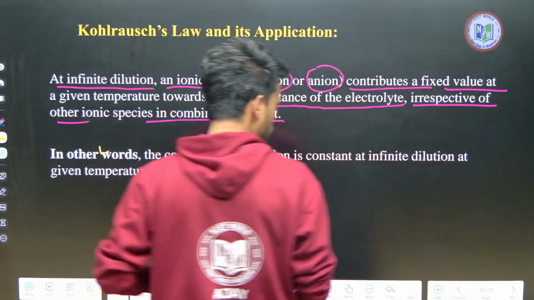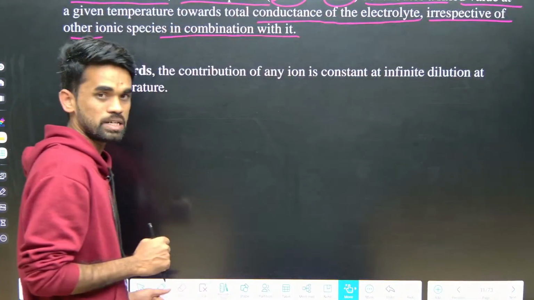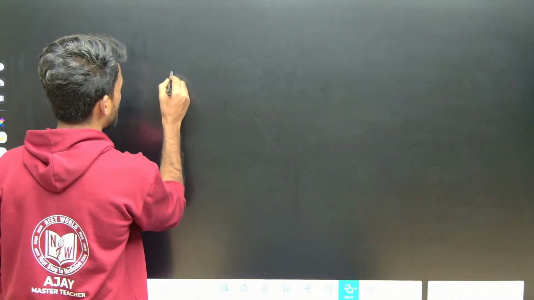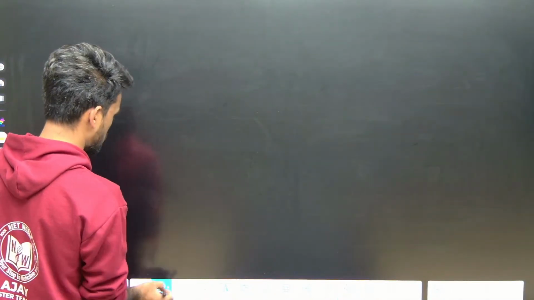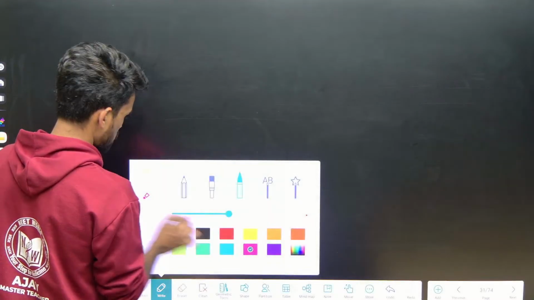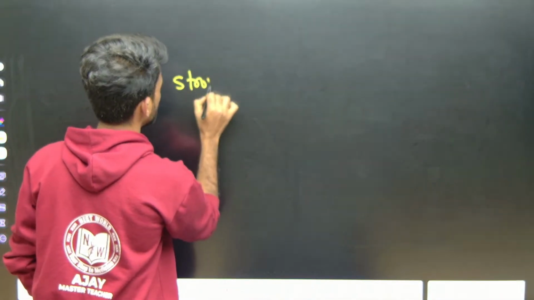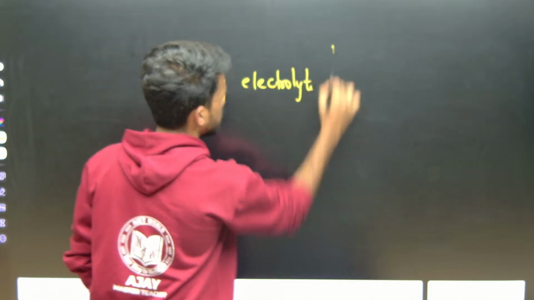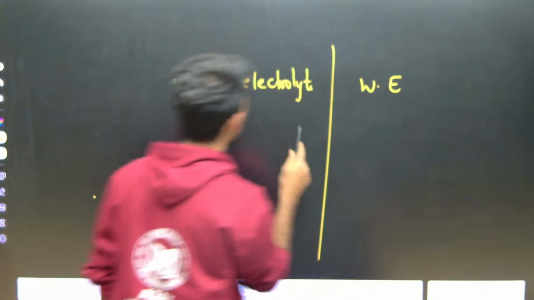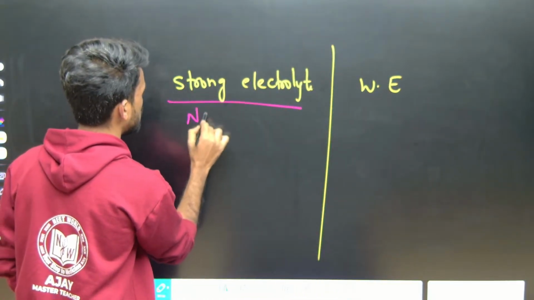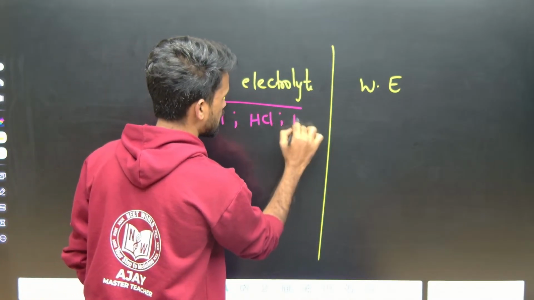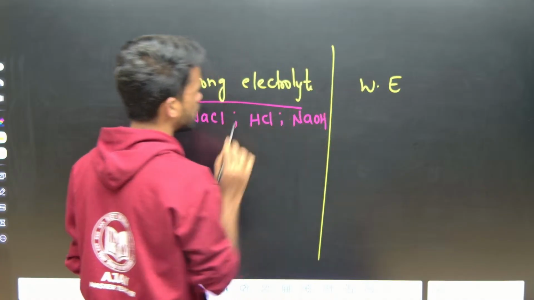What does it mean? We know there are two types of electrolytes: a weak electrolyte and a strong electrolyte. Let us give some examples of strong and weak electrolytes here. For a strong electrolyte, you can take NaCl, strong acids like HCl and strong bases like NaOH.